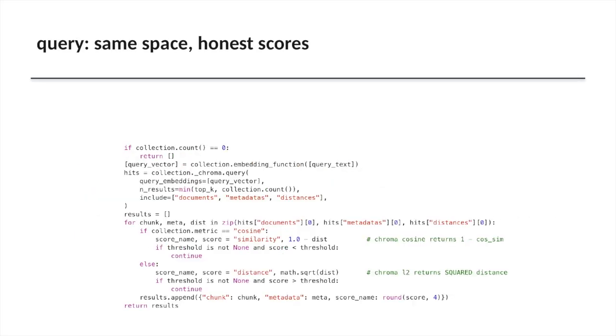And query. Embed the question with the same function. That is the whole trick. The question and the chunks live in the same space. Ask Chroma for the nearest results, with documents, metadatas, and distances.